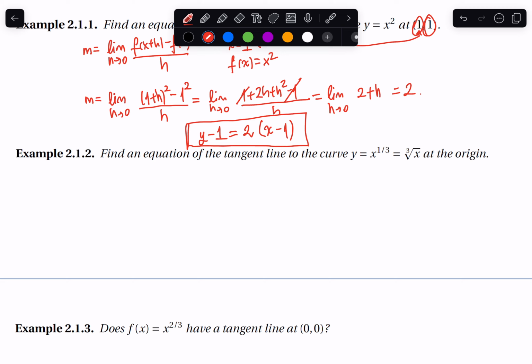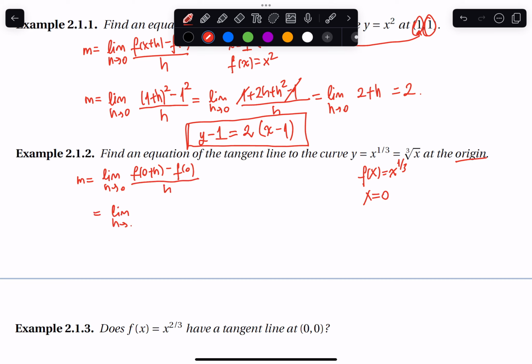Okay, let's look at this next example. Find an equation of the tangent line to the curve at the origin. Okay, so once again, we write m, which is the limit as h goes to 0. This time, our function is x to the power 1/3, and since it is at the origin, the x coordinate is 0. So this will be f(0 + h) minus f(0), divided by h.